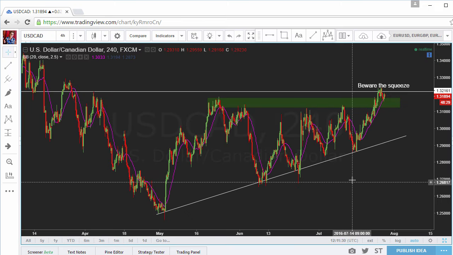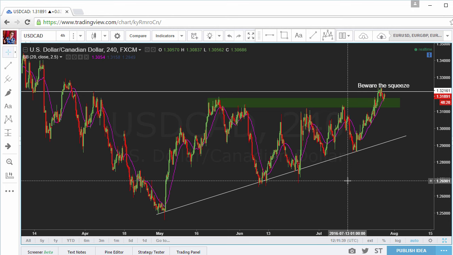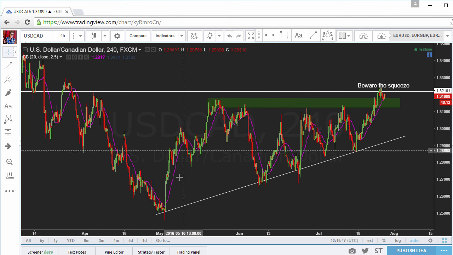Hey, welcome back. Today I want to walk you through two current trading setups and potential trades that I'm watching and explain my thought process and how I want to approach those trades. So first we start on the US dollar Canadian. This is the 4-hour chart you can see here.